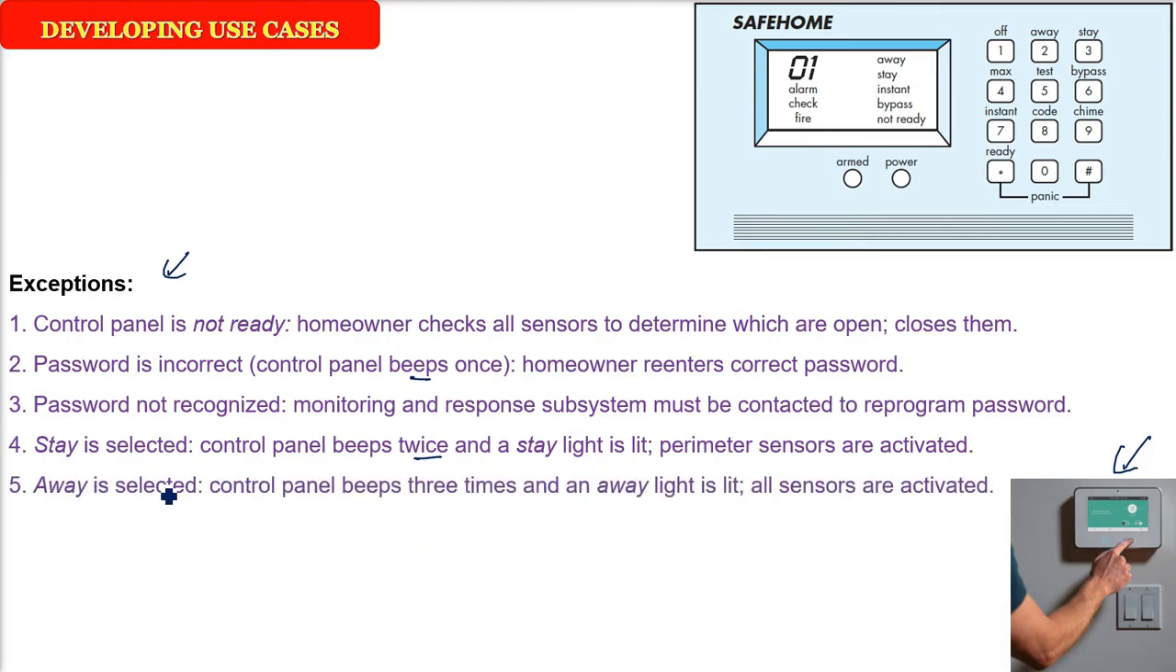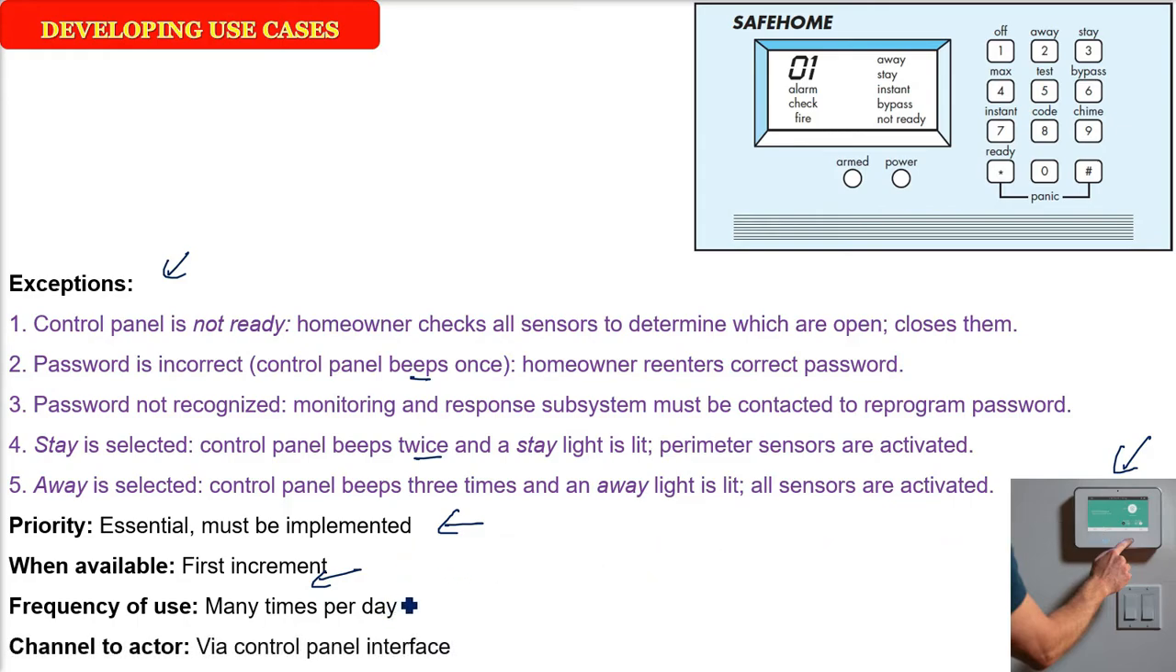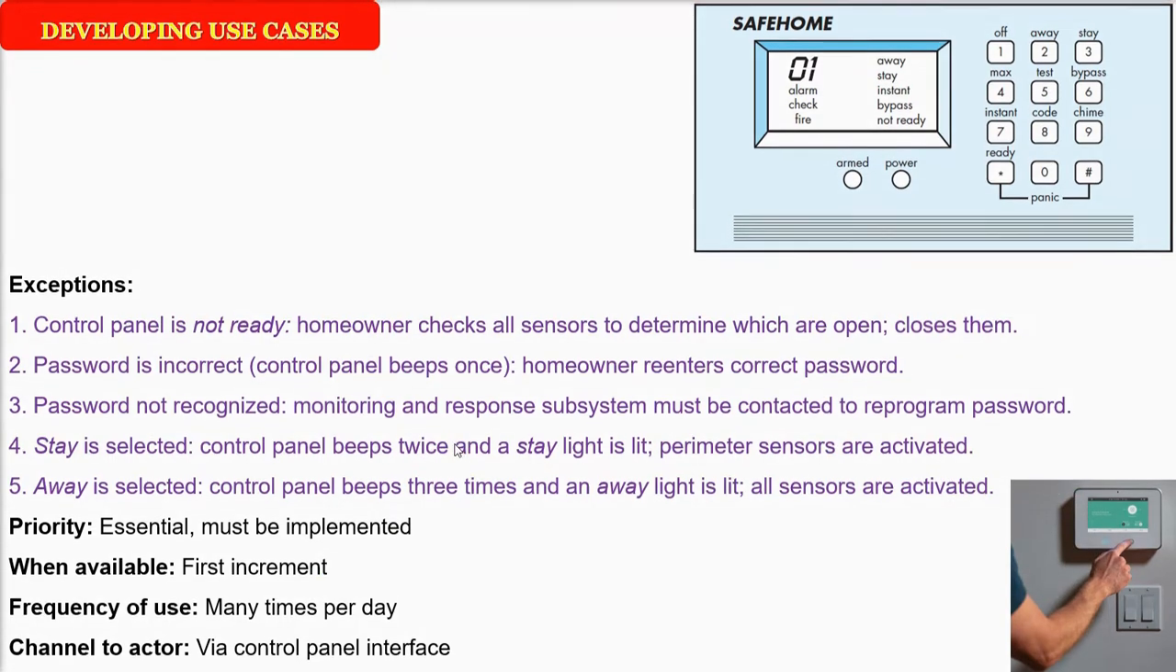When he is selecting away, the control panel should beep three times. All sensors are activated. What is the priority for the software? This particular use case is very essential. It must be implemented. When available, it has to be given in the first increment. What is the frequency of use of this use case? Many times per day, because the user will be using it again and again. And what is the channel to actor? He is going to interact via the MMI, man-machine interface, or human-machine interface. It should be via the control panel's interface.